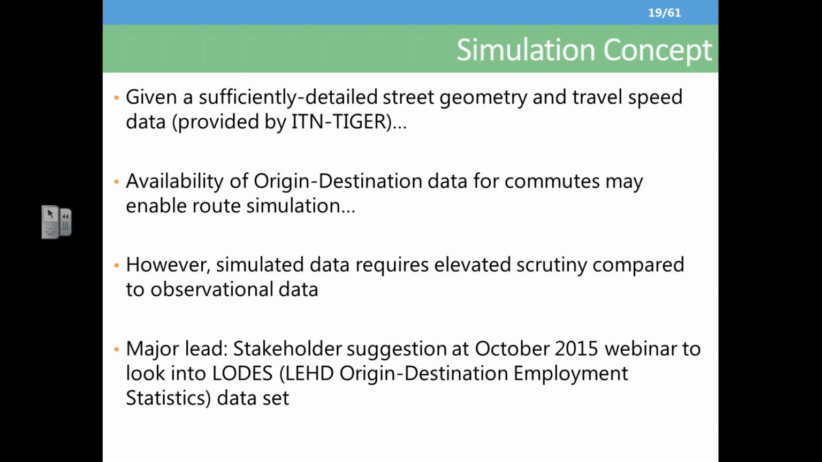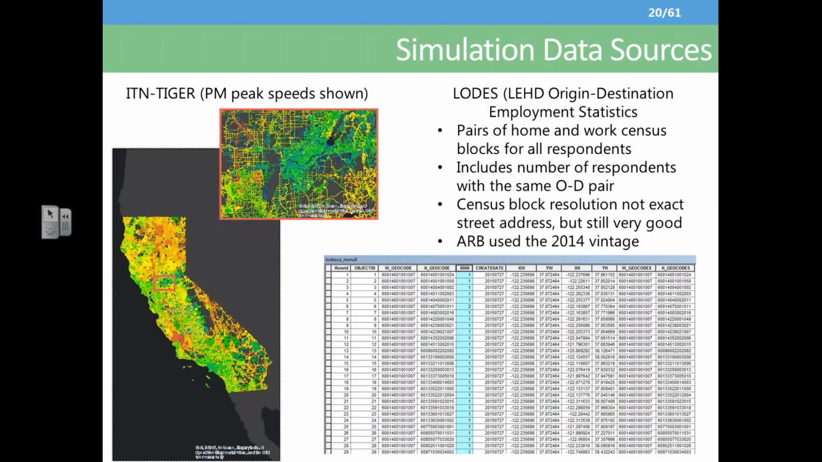But what it does is it provides pairs of home and work census blocks for all respondents. So basically any respondent says, I live at this address, I work at this address. And what's provided in the data from the Census is the census block resolution of that. So we don't get door-to-door, but we get census block resolution. We also get the number of respondents who had that same pair of origin and destination, which is not always just one person. There's sometimes multiple people who live on the same block and work on the same block.